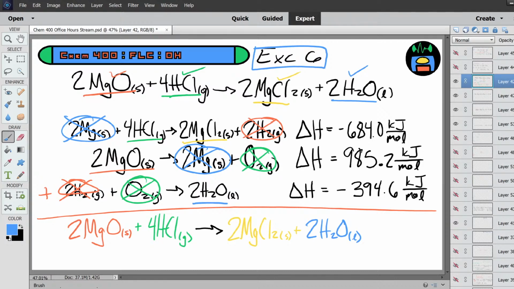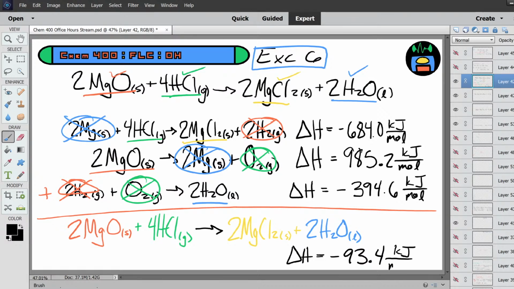To calculate the delta H for this reaction, we just need to add these 3 delta H's together. So we have negative 684 plus 985.2 minus 394.6. So this comes out to be, my calculator's telling me that my answer is negative 93.4, which of course is different than the answer on the exercise itself.